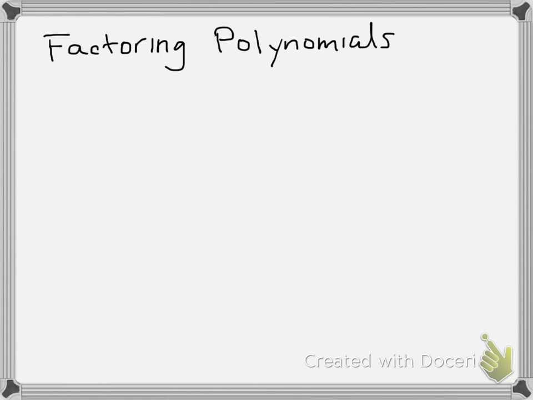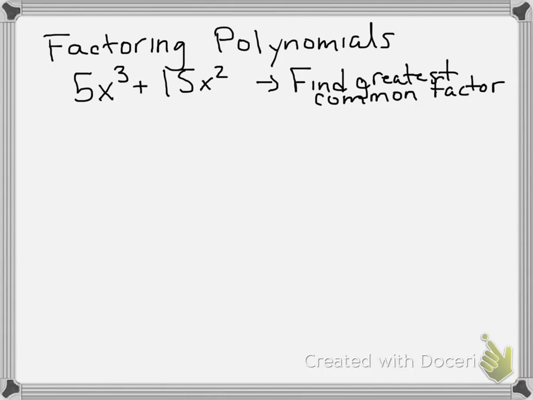Okay, now that we've talked about the easy stuff, let's talk about some of the more difficult things like factoring polynomials. When we're talking about factoring polynomials, we've got some equation like this, where we've got 5x cubed plus 15x squared. Maybe this looks a little more complicated than just factoring numbers, but it's actually quite easy. What we want to do is find the greatest common factor in each of these two terms.